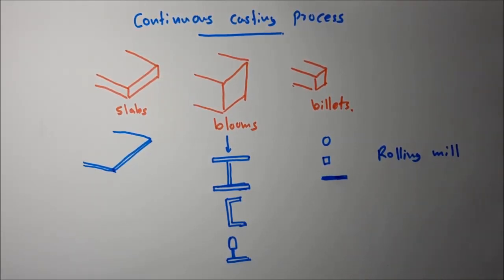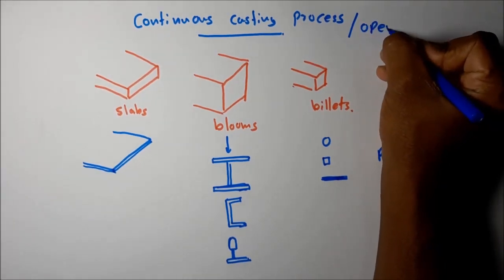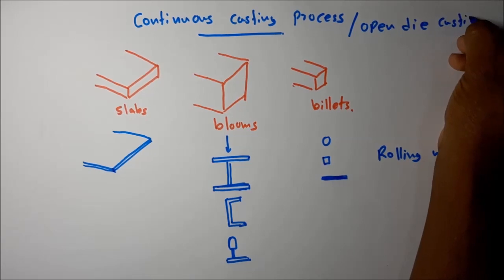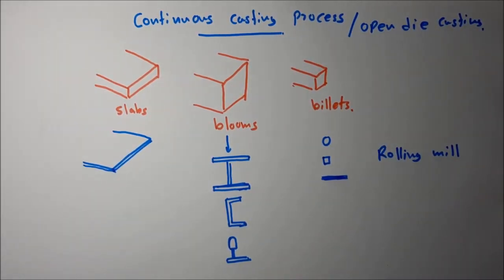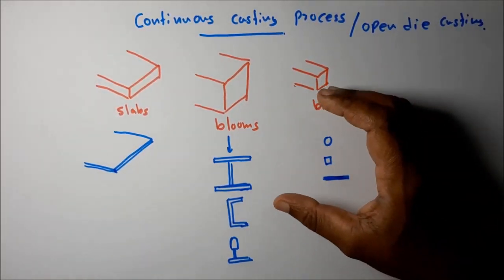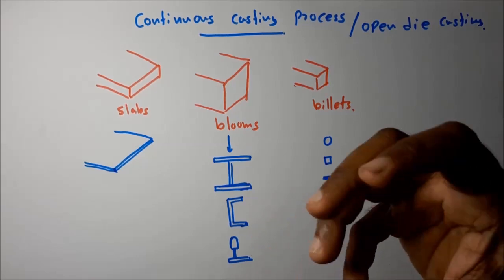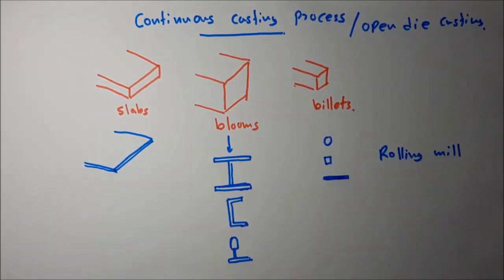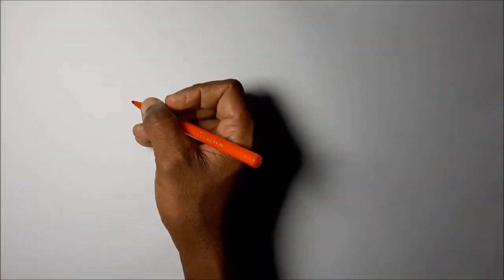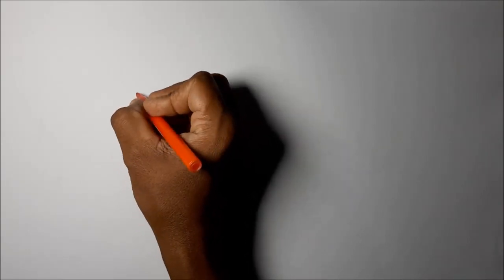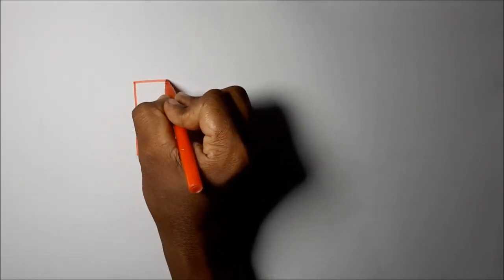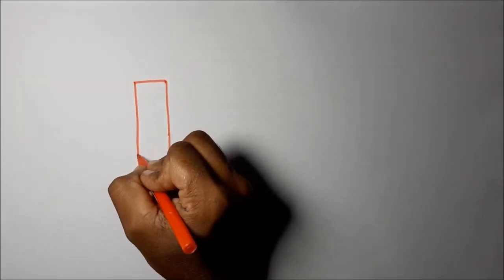Let me explain this continuous casting setup. It is also called open die casting. Why is it called open die casting? The mold is open on two sides. The mold is open at the top to pour the molten metal, and open at the bottom to take out the solidified part. Let me explain this setup for continuous casting. The continuous casting process has an open mold. Let's take this steel mold.